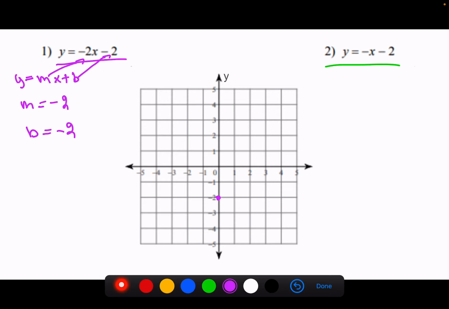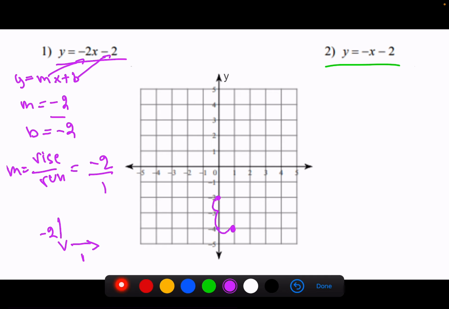And we have a slope of negative 2. The slope is rise over run. This means we're going to go negative 2, down, because down is negative, and we're going to go right 1. So that is what this slope means. Let's go ahead and do that. We go down by 2 and right by 1.